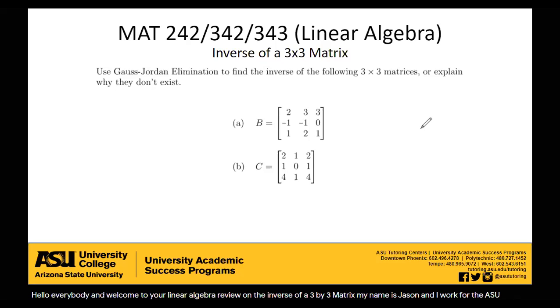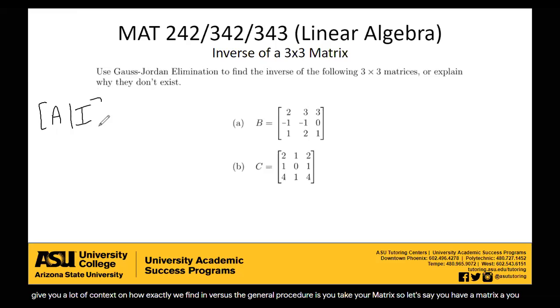Now, if you didn't watch the previous video on the inverse of a 2x2 matrix, I highly recommend checking that one out. It'll give you a lot of context on how exactly we find inverses. The general procedure is you take your matrix, so let's say you have a matrix A. You take your matrix A, you augment it with the identity matrix, and then you reduced row echelon form that.